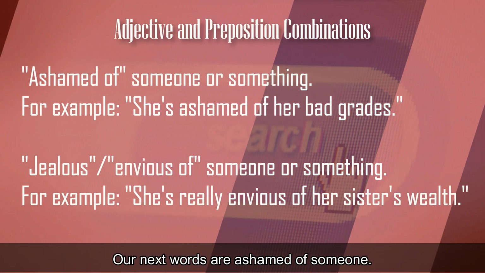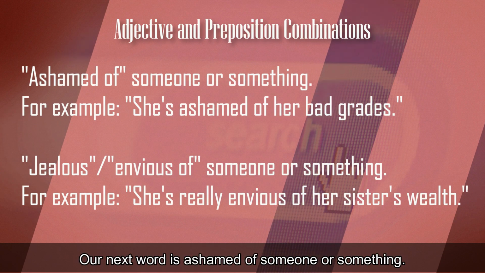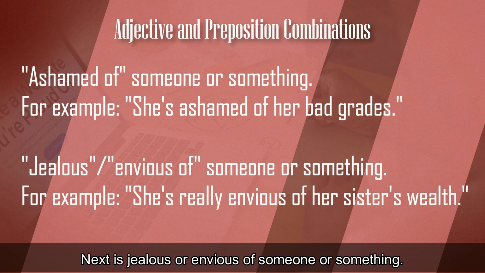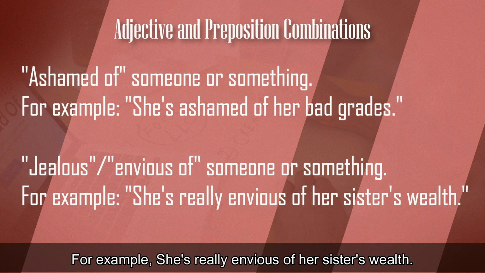Our next word is ashamed of someone or something. For example, she's ashamed of her bad grades. Next is jealous or envious of someone or something. For example, she's really envious of her sister's wealth.